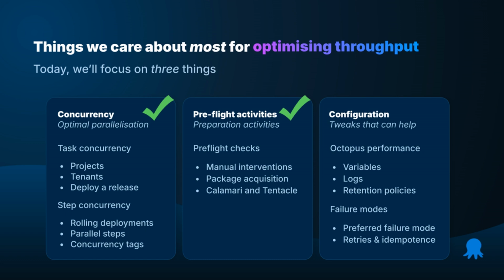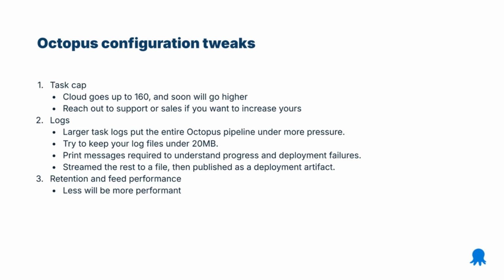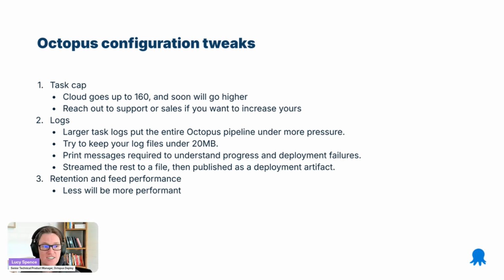So we've talked about concurrency, we've talked about pre-flight activities. Final piece is just some configuration. This is really just some nudges in a particular direction. I think I mentioned that the Octopus Cloud Task Cap goes up to 160, and hopefully fairly soon that will start to go up even higher than that. If at any point in time you do want to increase yours, it is one of the easiest ways to improve throughput. Reach out to support or sales, and we'll be able to help you with that.